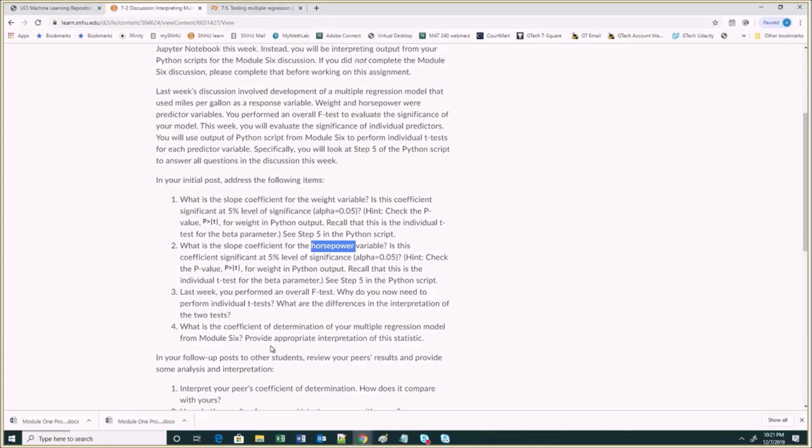Provide appropriate interpretation. If you remember, the coefficient of determination simply explains how much of the variation in the response variable is explained by the multiple regression model. We've covered this extensively in the previous weeks, so I expect that you will be able to provide the appropriate interpretation of this statistic. Again, this should be given in the output.